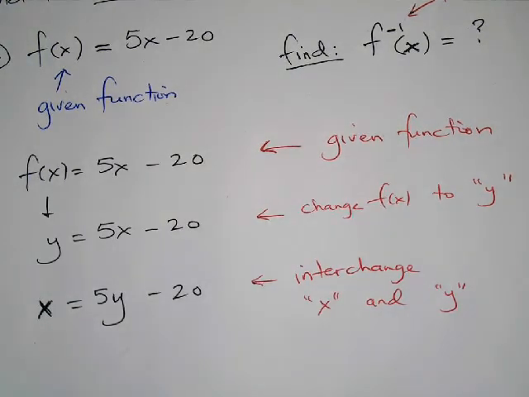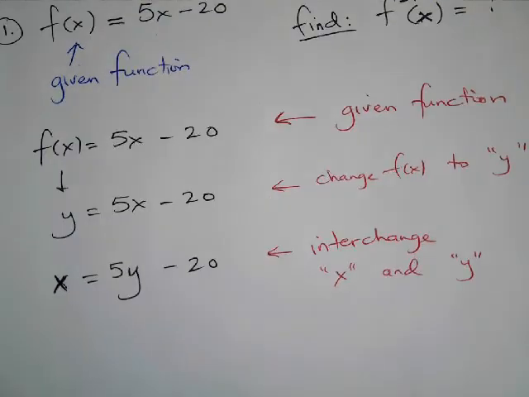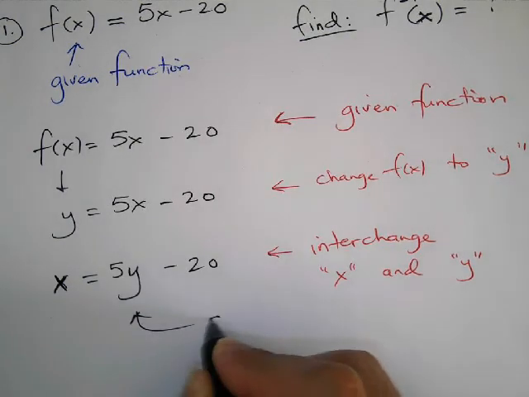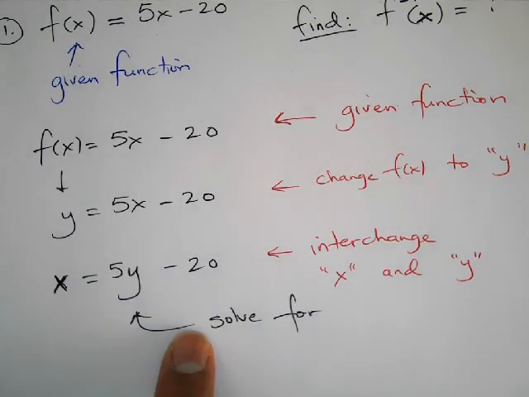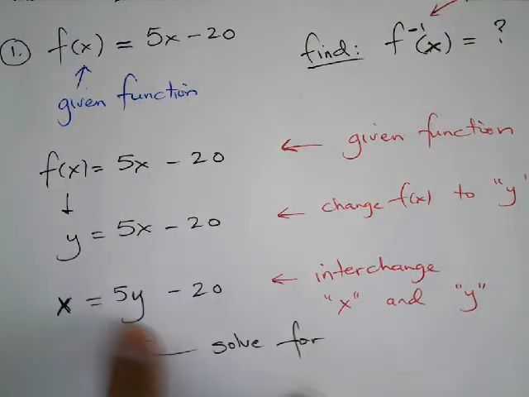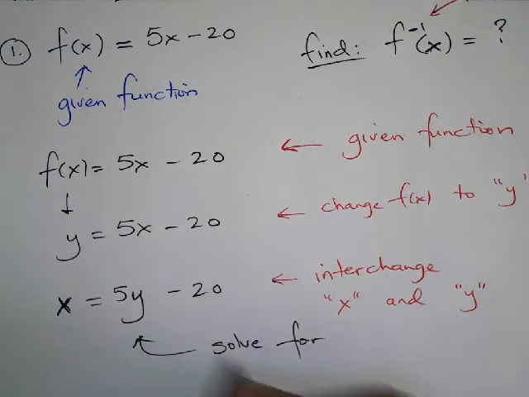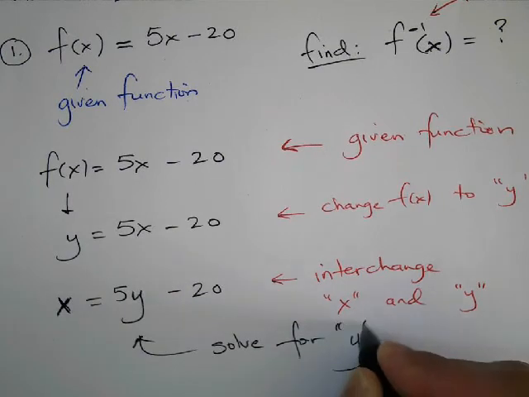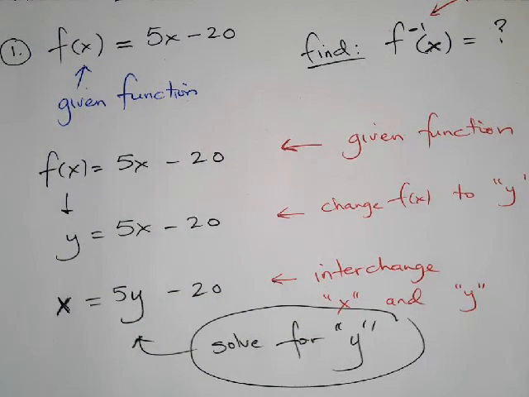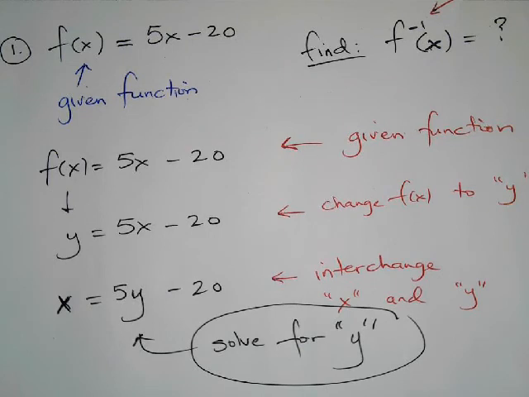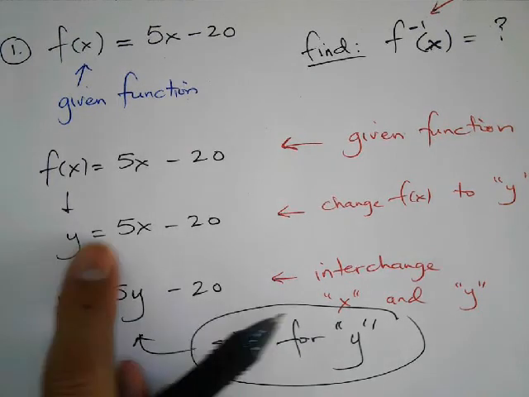All right. And then now your objective is, this is not the answer. This is not the equation. Then your objective here is now solve for this new y. Remember the y was over here, but now we interchanged it. Okay. Solve for this y now. That's what's going to give us a new equation.